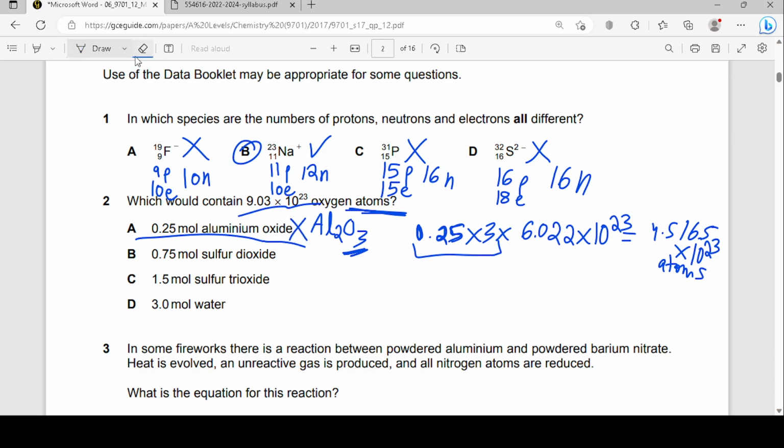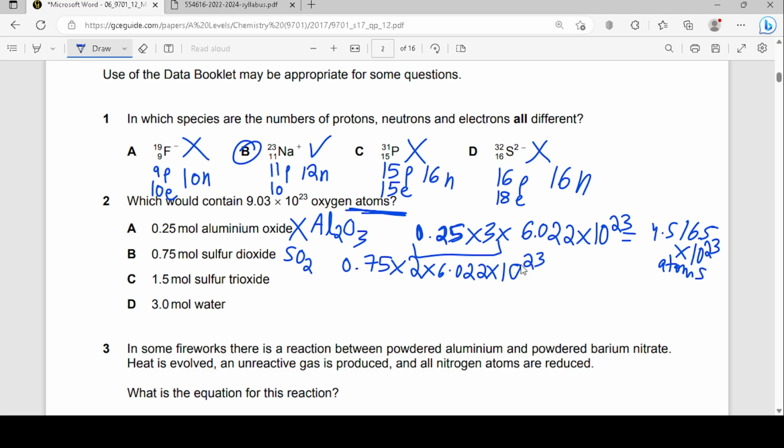Okay. Next, you will see the next option, which is 0.75 moles of sulfur dioxide. So sulfur dioxide is SO2. So for every 1 molecule of SO2, we have 2 moles of oxygen atoms in that. So that means that the number of moles of oxygen atoms is 0.75 into 2 because there are 0.75 moles of SO2. So the number of oxygen atoms will be 0.75 into 2 into 6.022 into 10 to the power of 23.